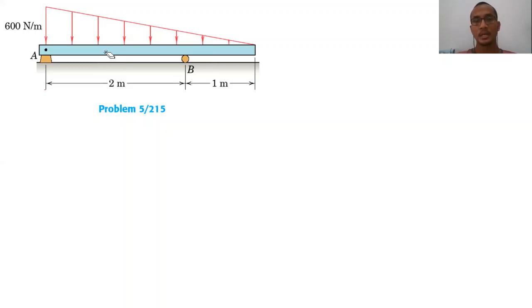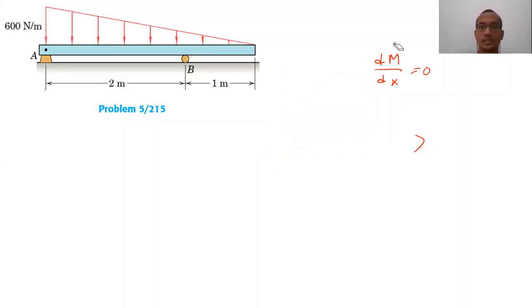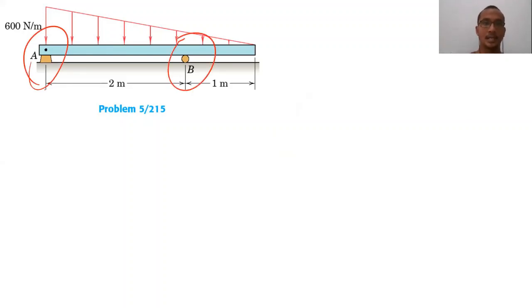Because the maximum value will happen, for example, if this is the moment distribution like that, at the location where the gradient is equal to 0. The moment gradient is equal to 0. In that case, at that particular location, the first derivative of the moment equation will be equal to 0. That's the logic behind that. So we will start with the first thing, which is to find out the reaction forces at A and at B.